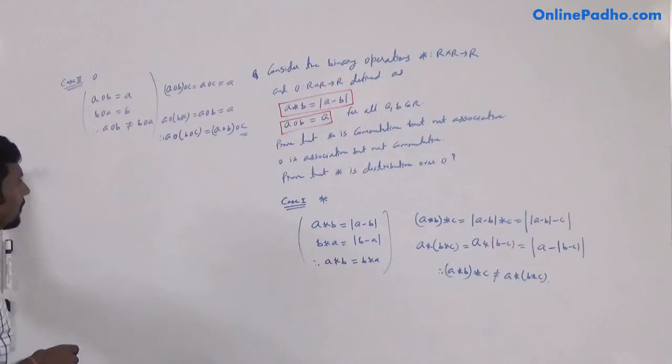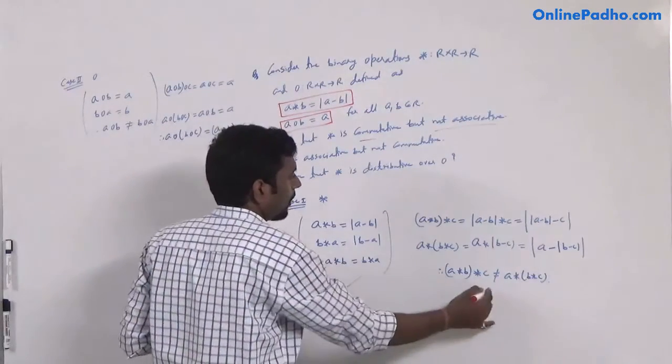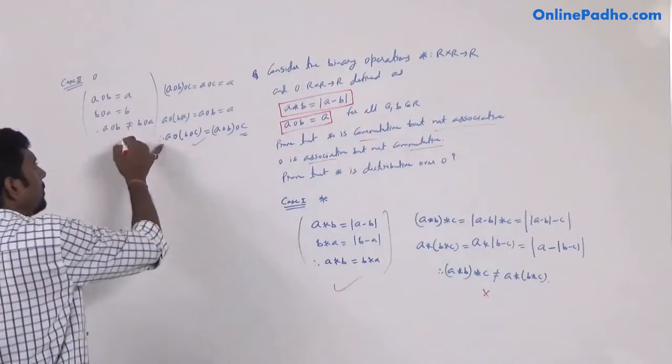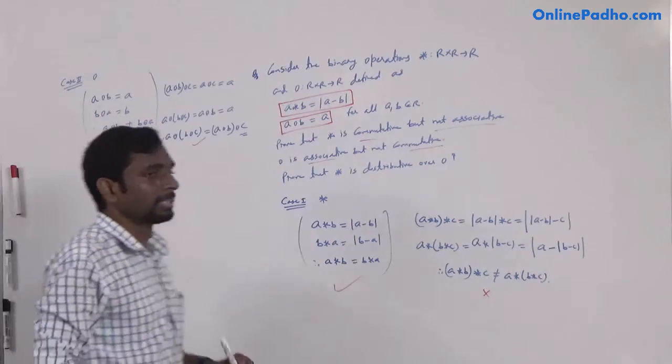We need to put this thing only. Star is commutative but not associative; not is associative but not commutative. Very simple. Now we have proved the first and second part.